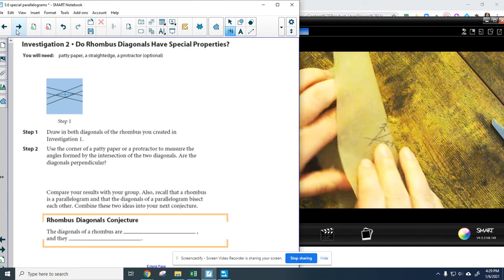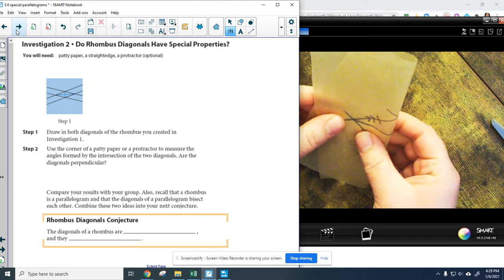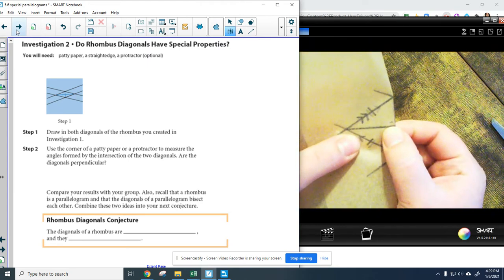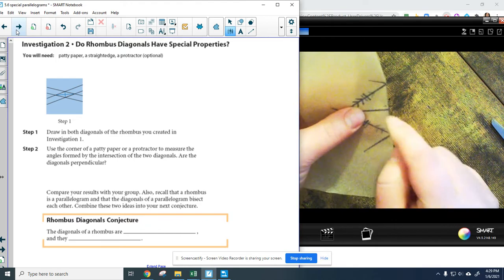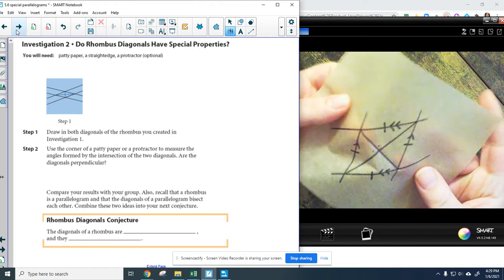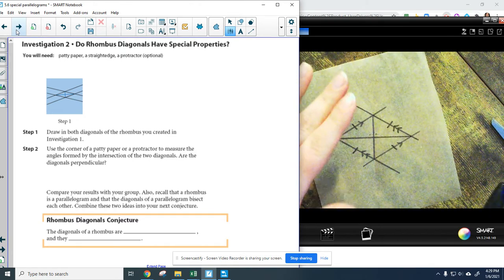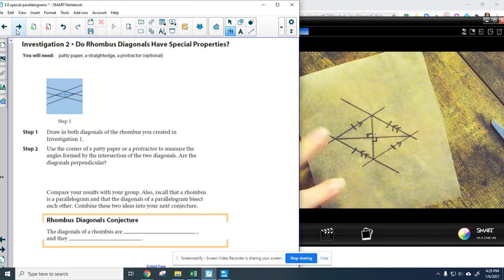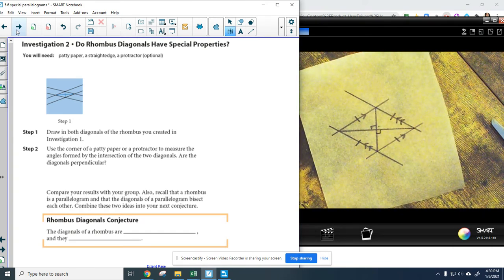But if I fold this rhombus in half along that diagonal, I can also see, I don't know if you could see where my teeny tiny little dots are here, that those angles are congruent. So if they're congruent and they have to add to 180, that means they have to be 90 and 90. So just a different way to get to that perpendicular marking. So the diagonals are perpendicular. That is new to a rhombus.